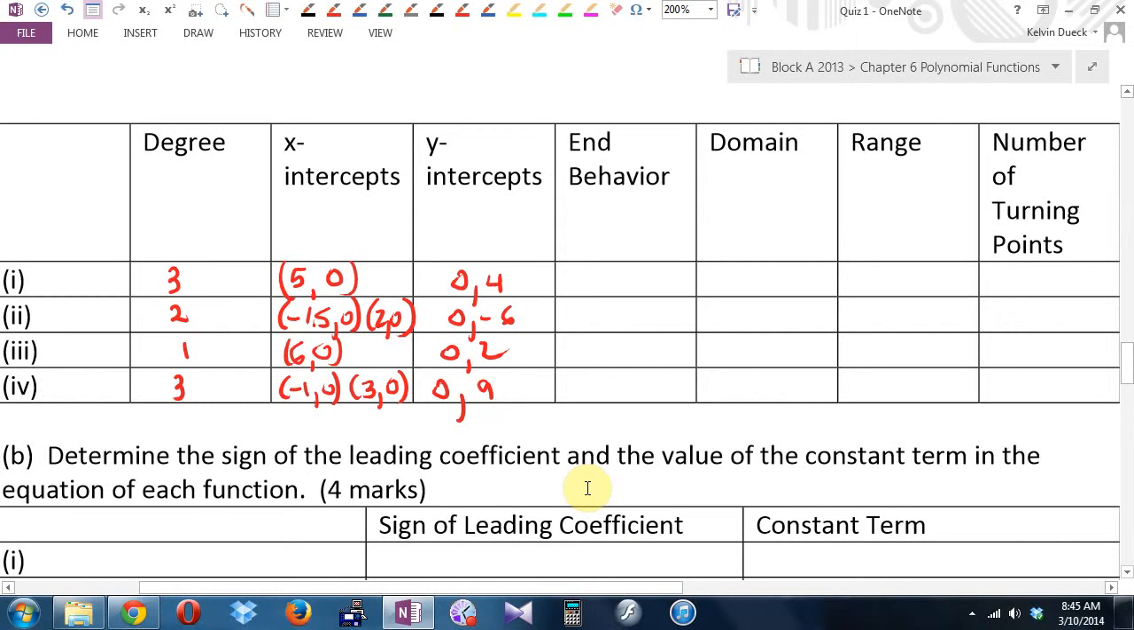End behavior. End behavior is talking about where it starts and where it leaves in terms of quadrants. So if I look at the first graph, it goes from quadrant 2 to quadrant 4. The second graph goes from quadrant 2 to quadrant 1. The third graph goes from quadrant 2 to quadrant 4. And the fourth graph goes from quadrant 3 to quadrant 1.